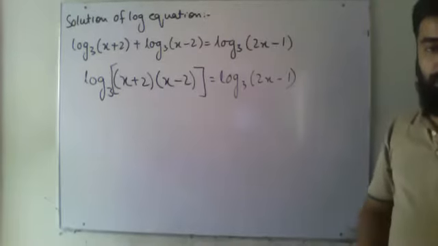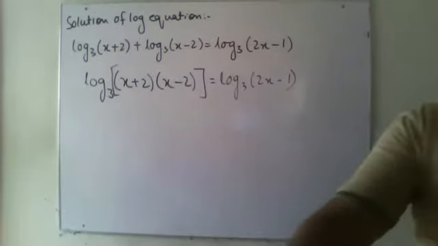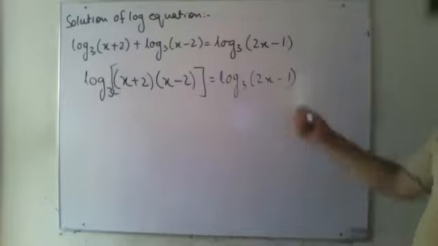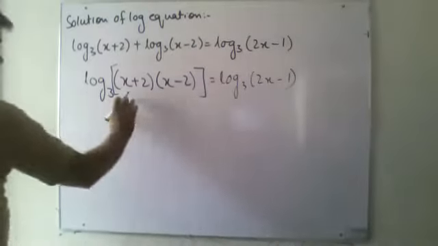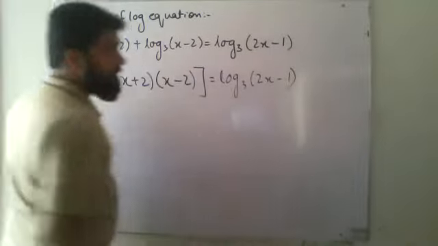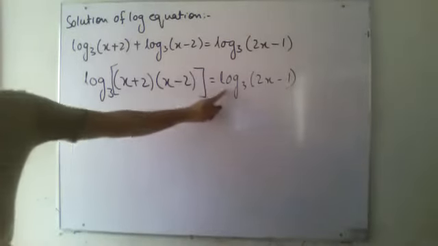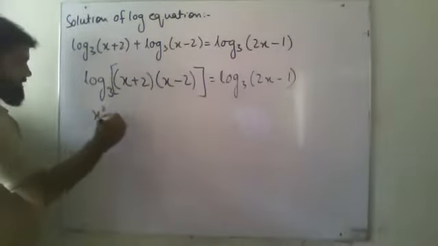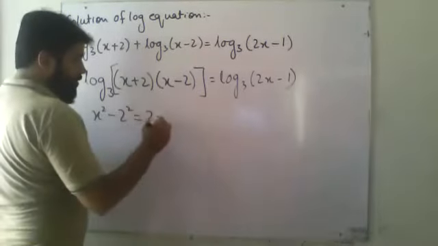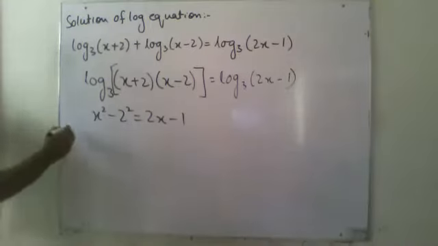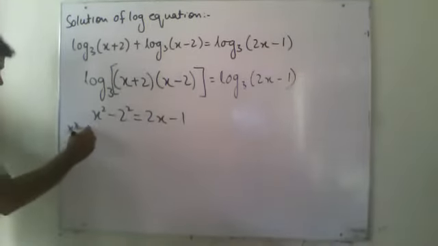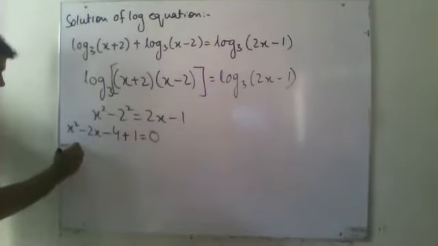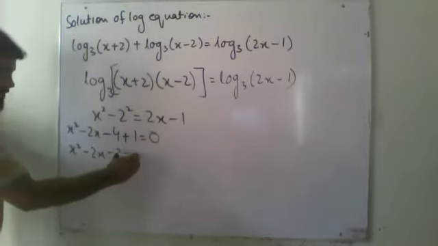Now there is a single log on each side, so both logs will be removed. (x plus 2) into (x minus 2) will become x square minus 2 square equals 2x minus 1. So x square minus 2x minus 4 plus 1 equals 0. x square minus 2x minus 3 equals 0.